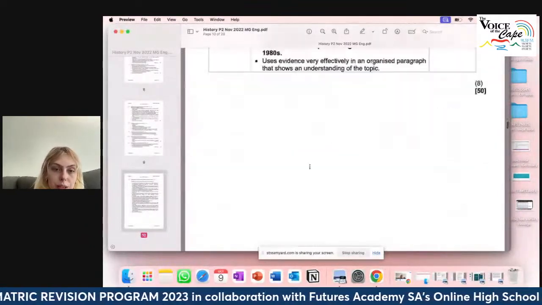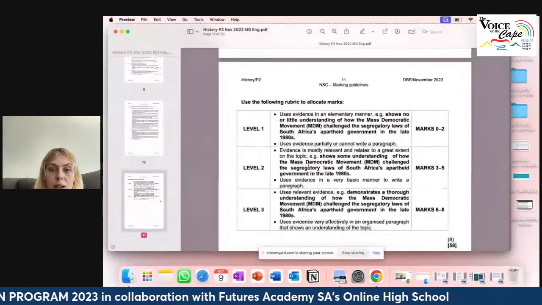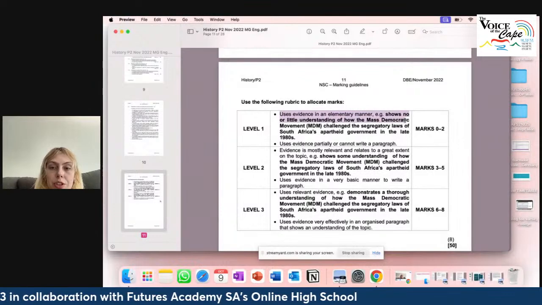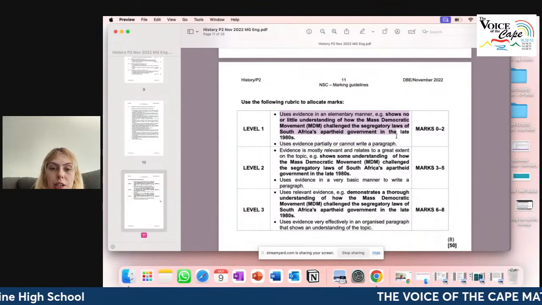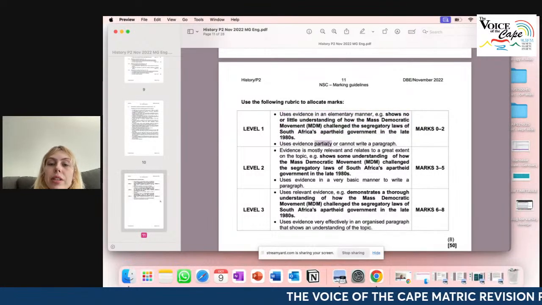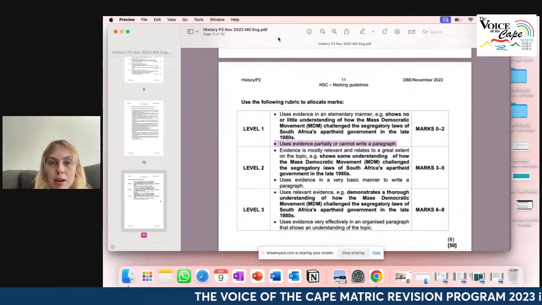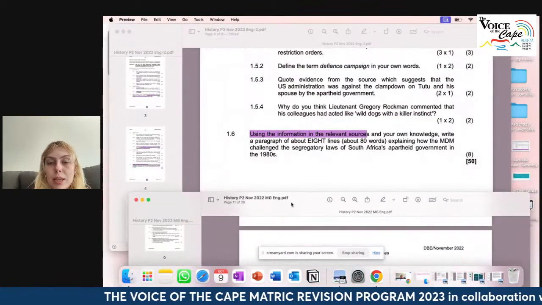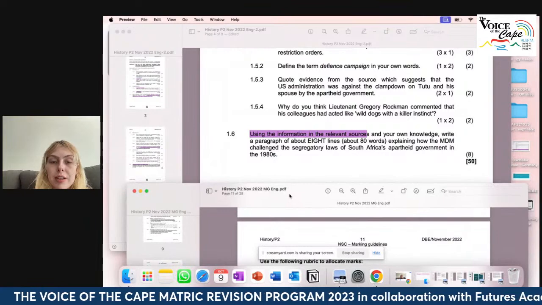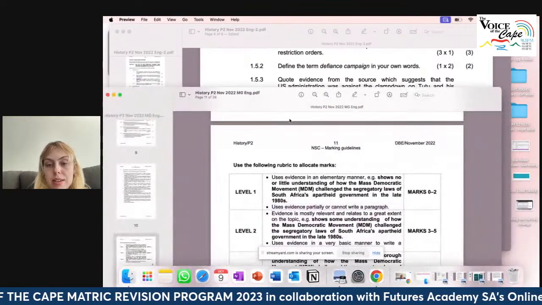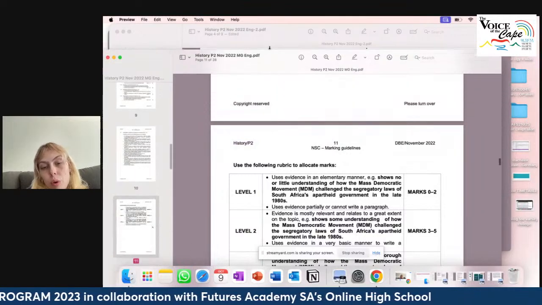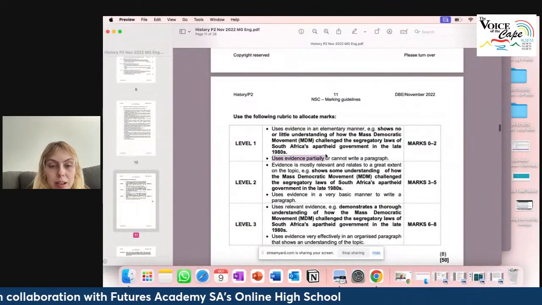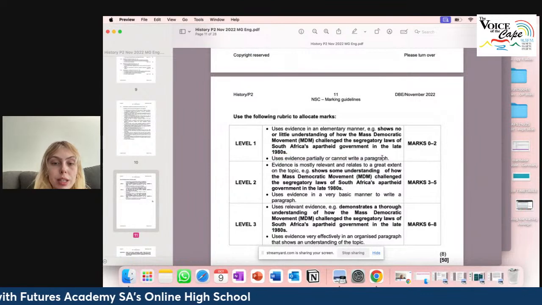So this is how it gets marked. Level 1: uses evidence in an elementary manner, shows little or no understanding of how the MDM challenged the segregatory laws of South Africa's apartheid government, uses evidence partially or cannot write a paragraph. If you bullet point your answers, write in phrases and not in full sentences, or write one sentence, that's not a paragraph, and you score very low here in terms of style on level 1.